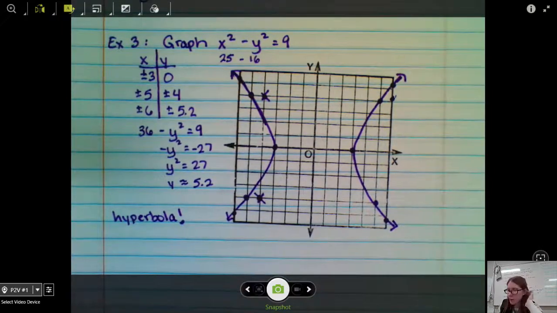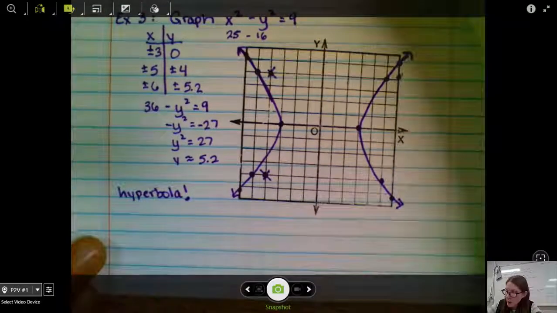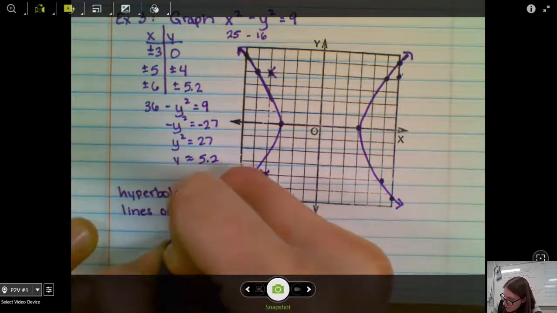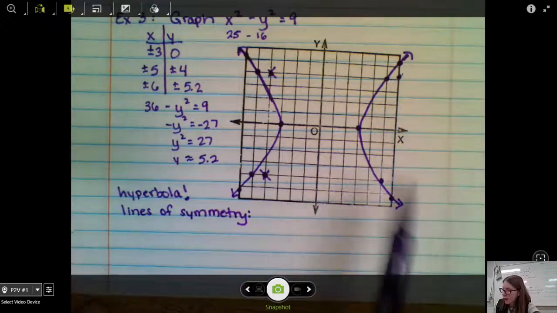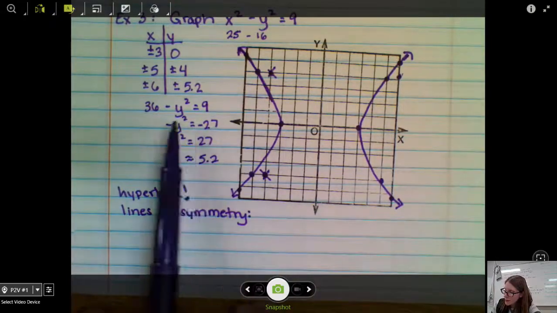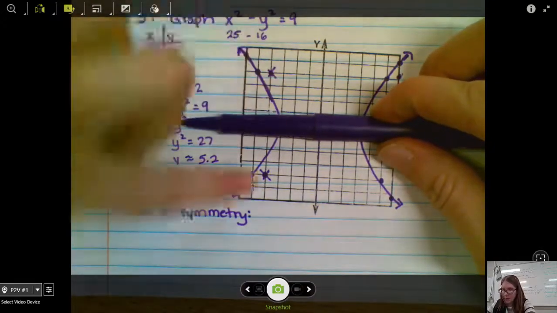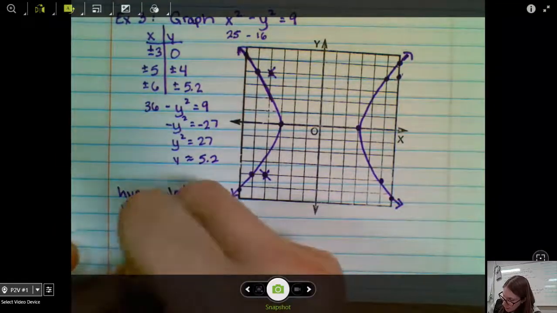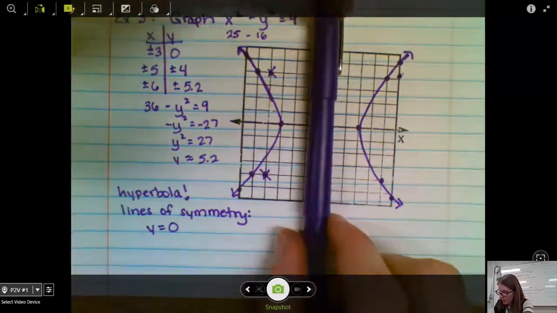And let's answer some of those same questions we did in the last example with our ellipse. If we have a hyperbola, let's think about what lines of symmetry we have. Similar to our ellipse, we have a horizontal line of symmetry because our graph is the same on the top and the bottom, both chunks here. So that horizontal line of symmetry is the line y equals 0. And we also have this vertical line of symmetry, same on the left as it is on the right.